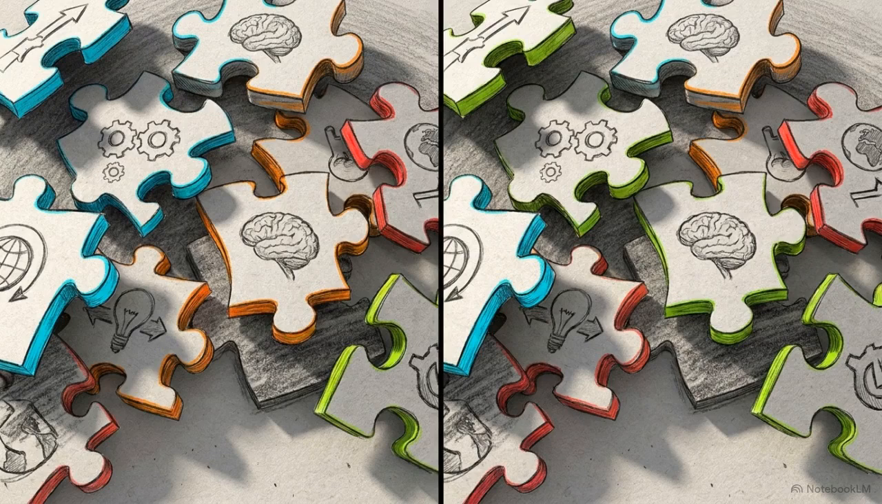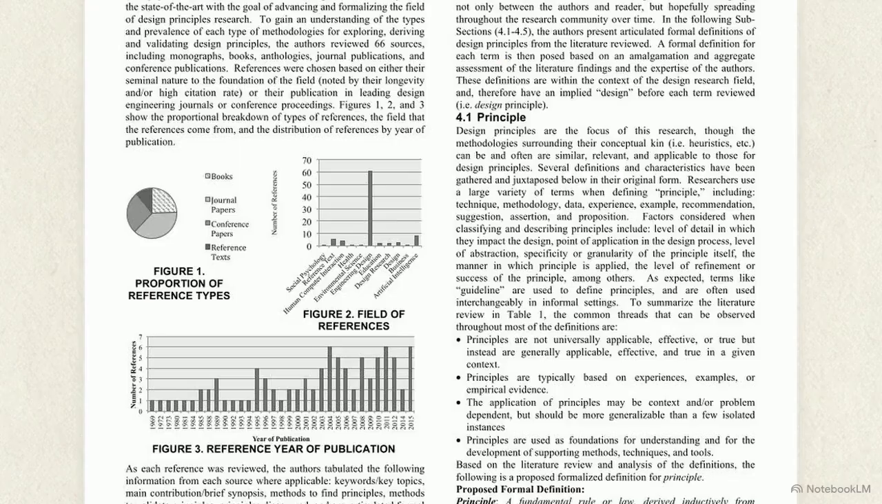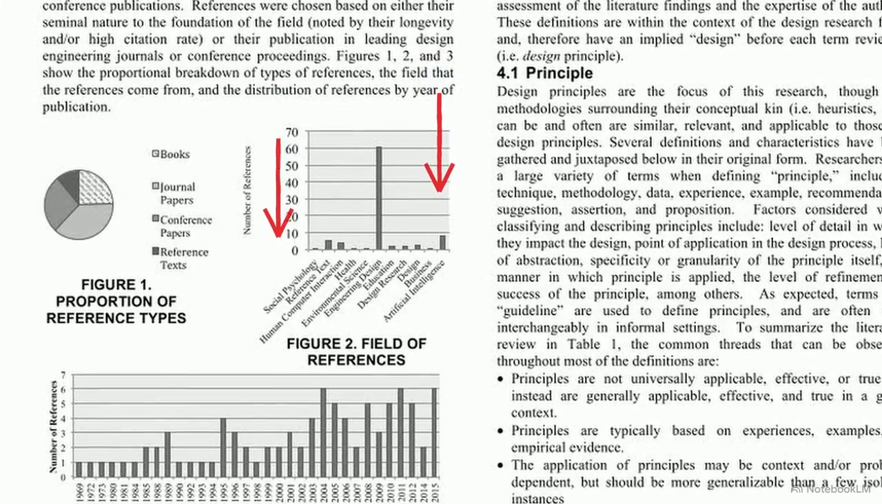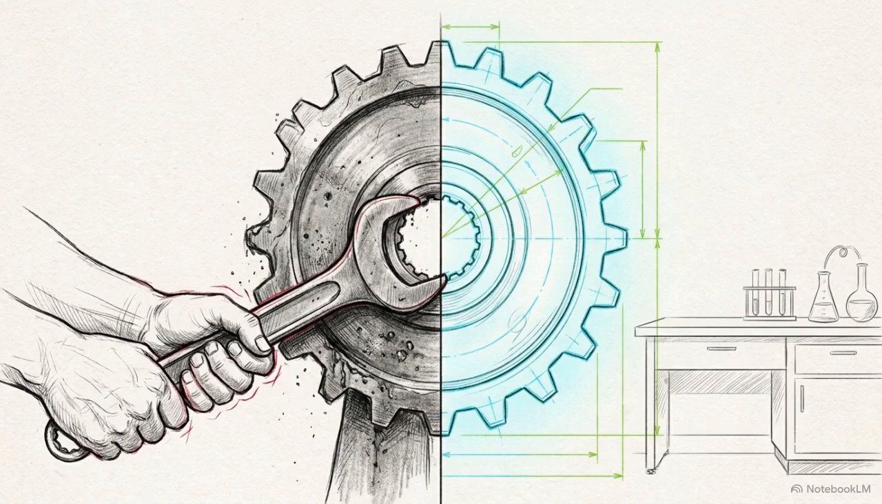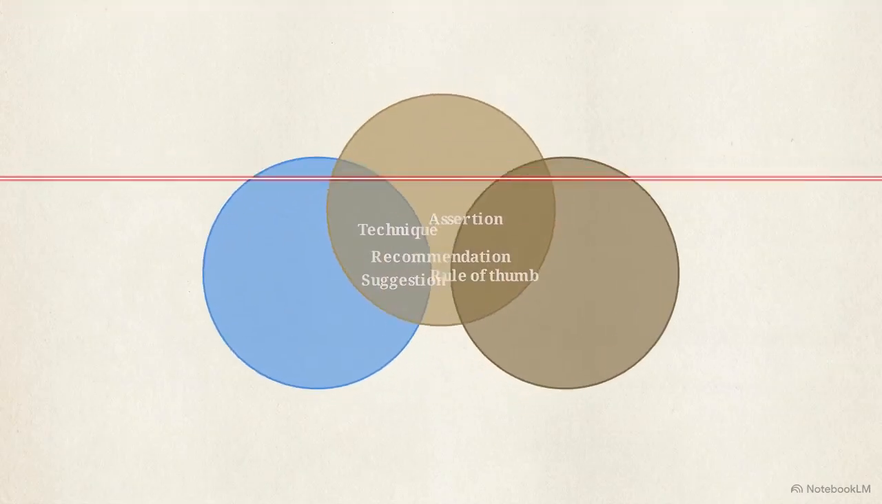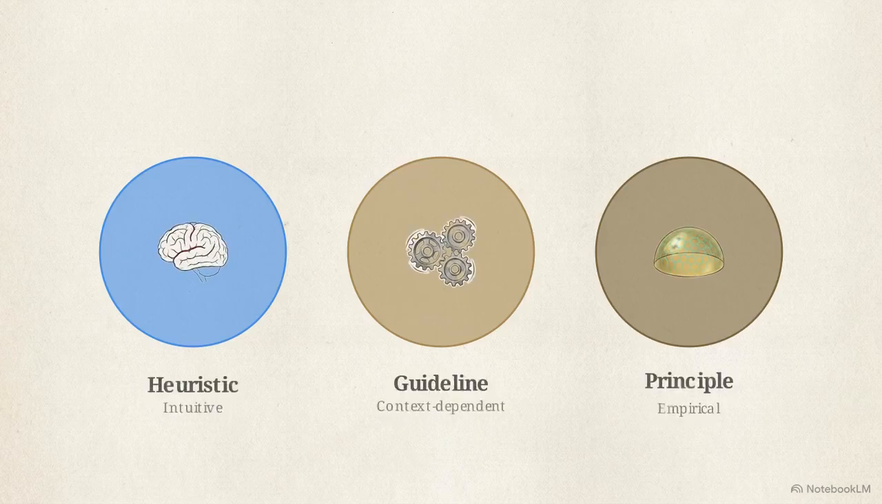In current engineering literature, researchers frequently use terms like technique, rule of thumb, and principle interchangeably. These figures illustrate the scale of the problem. In an analysis of 67 seminal sources spanning diverse fields like social psychology and artificial intelligence, there is a wide distribution of how design knowledge is categorized. This semantic overlap makes it difficult to transition from raw, localized experience to a universally applicable science. The goal is to extract precise definitional boundaries from this varied body of work.